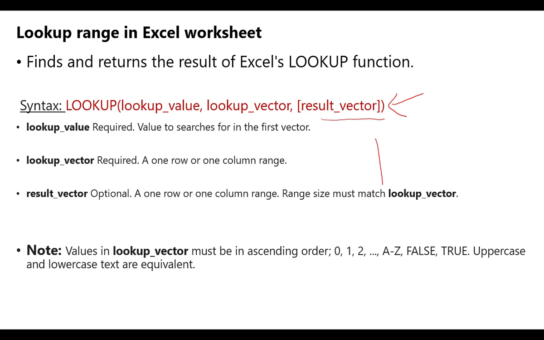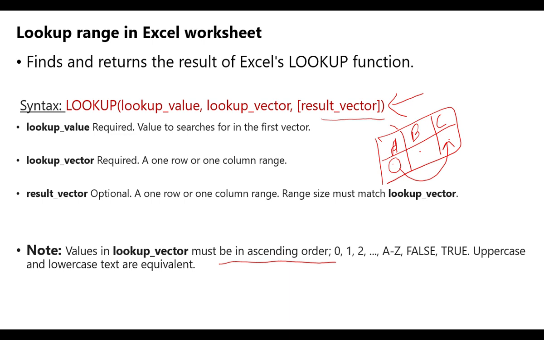Suppose you have an Excel like this. You have a few values here. Based on this value, you want to find the corresponding value of column C. So this is the syntax, and you should also note that the lookup vector must be in ascending order.